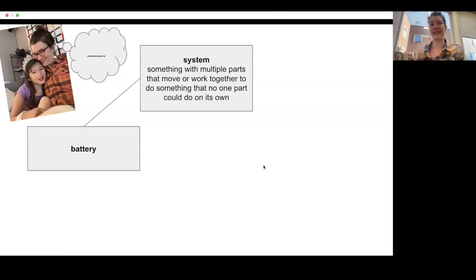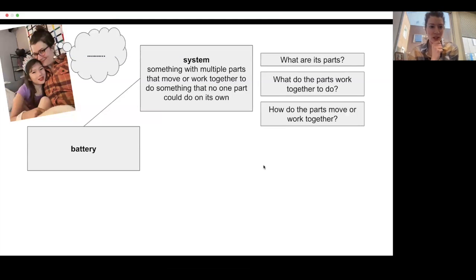Is a battery a system? Some questions I might ask, thinking about whether a battery is a system: Does it have multiple parts? What are its parts? What are those parts working together to do or accomplish? And how do they work together?